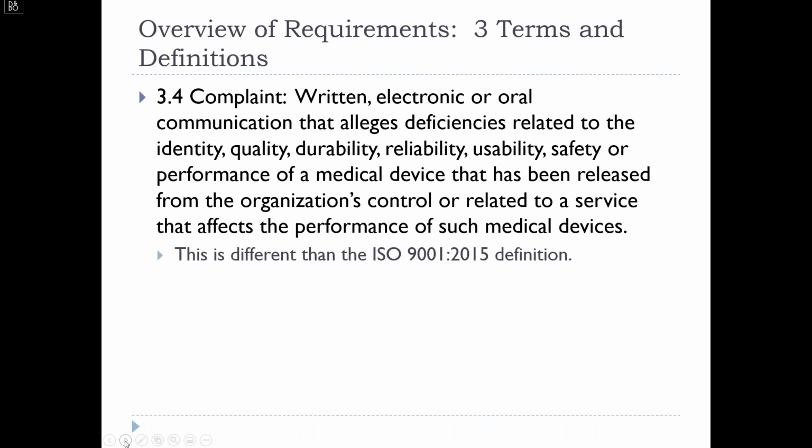3.4 is the definition of a complaint. And you'll note that this definition is different than the 9001:2015 definition. A complaint is written, electronic, or oral communication, so it can come in any medium, that alleges deficiencies related to the identity, quality, durability, reliability, usability, safety, or performance of a medical device that has been released from the organization's control, or related to a service that affects the performance of such medical devices.